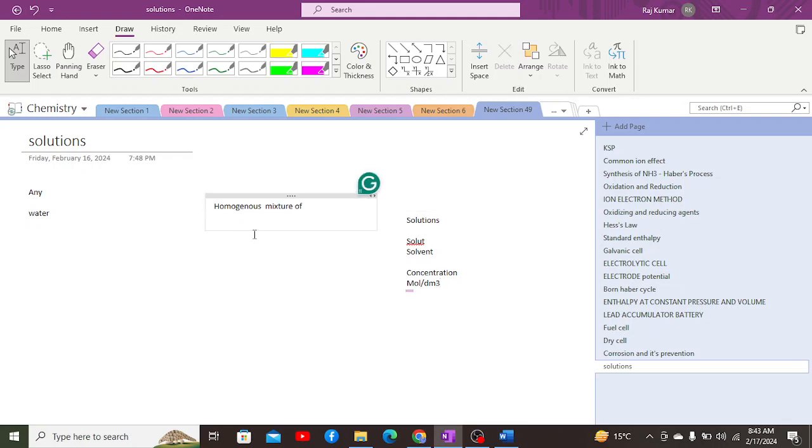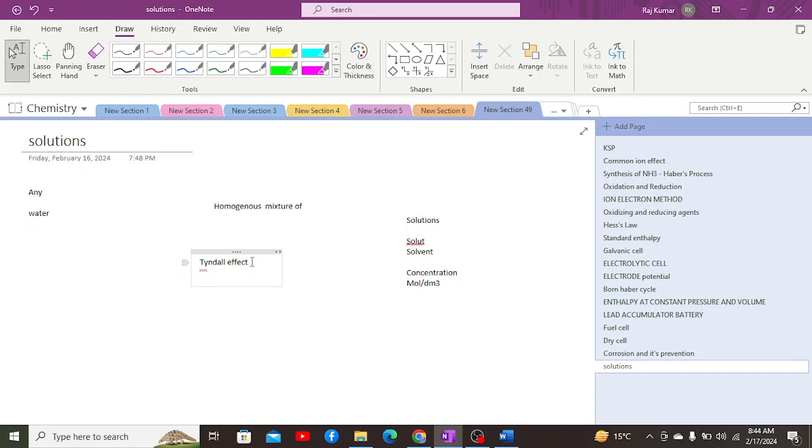And one more thing that I would like to highlight over here is the characteristics. Generally a solution, first and foremost, does not allow light to pass through it, so it does not show the Tyndall effect. This is known as the Tyndall effect, that light is not able to pass through it, right?